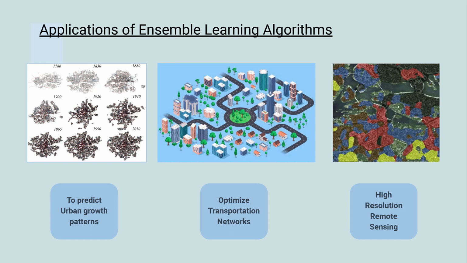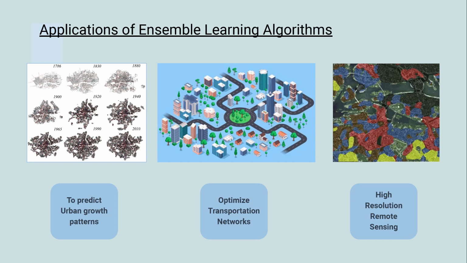One example of ensemble learning in urban planning is predicting urban growth patterns. Urban planners need to be able to predict where and how much urban growth will occur in the future in order to make decisions about land use, transportation, and infrastructure development. Ensemble learning algorithms can be used to create models that predict urban growth patterns based on a wide range of factors, such as population growth, economic development, and land use policies.